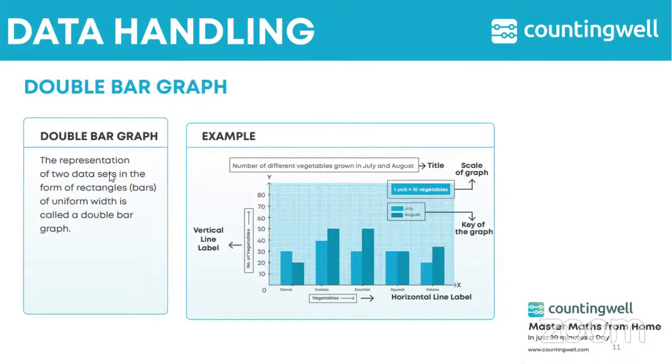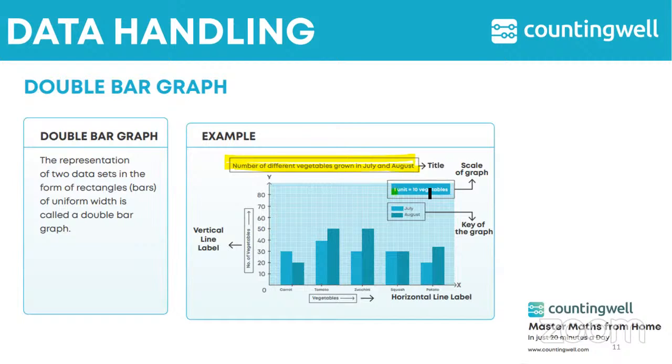Let us see what is a double bar graph. It is nothing but representation of two data sets in the form of rectangles or bars of uniform width. Okay, uniform width or uniform size. So here we can see it has some elements. So the first element is the title of the double bar graph: the number of different vegetables grown in the month of July and in the month of August.